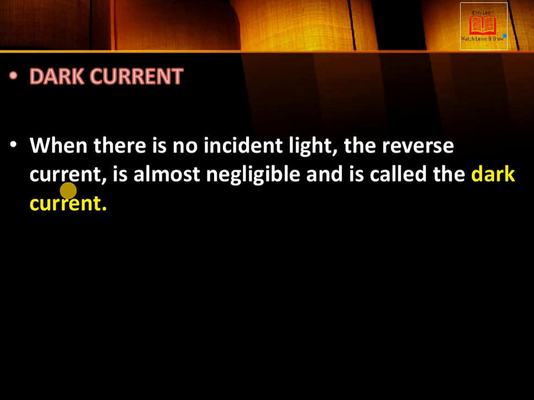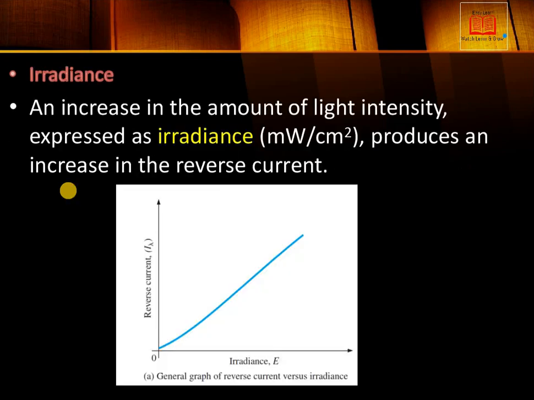When the light is increased, current is also increased. But when there is no light, in practical cases, there is always a small leakage current. That is called dark current, when the intensity of the light is zero. Here you can see that when the light intensity is zero, this curve is basically not zero. There is a little bit of reverse current.